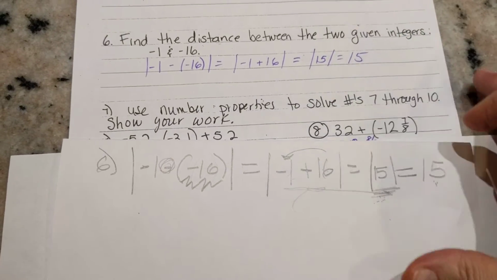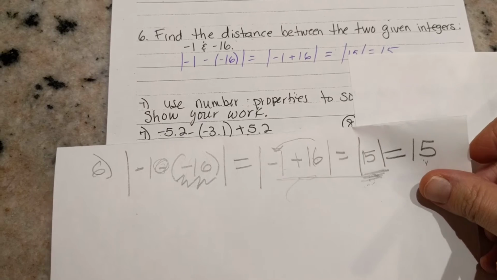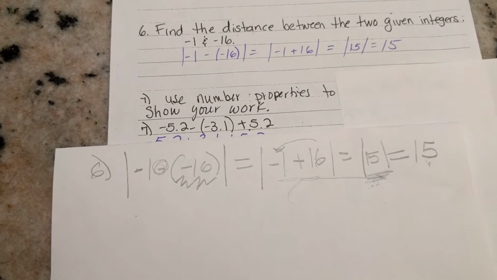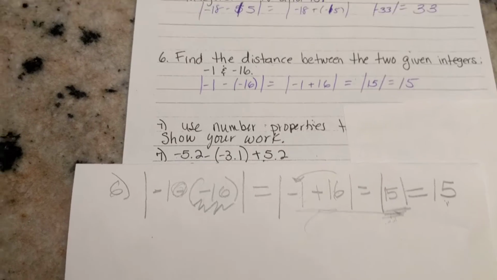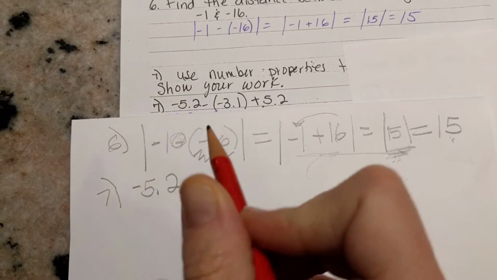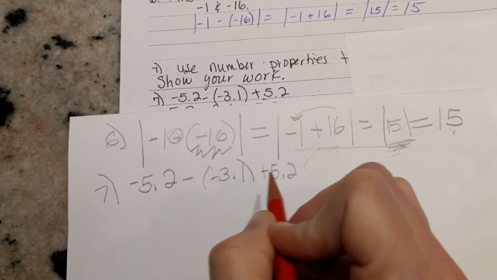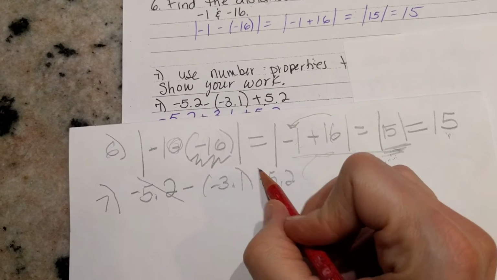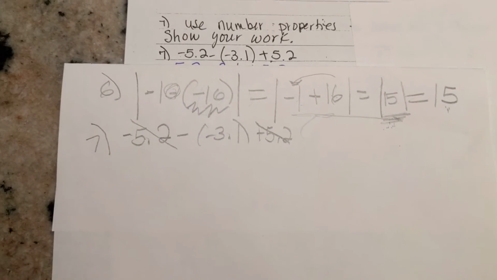Okay, let's take a look at number 7. Number 7, we have -5.2 minus -3.1 plus 5.2. So a lot of you right out of the gate canceled these out. You noticed they were inverses. Great job. I'm happy you noticed inverses.